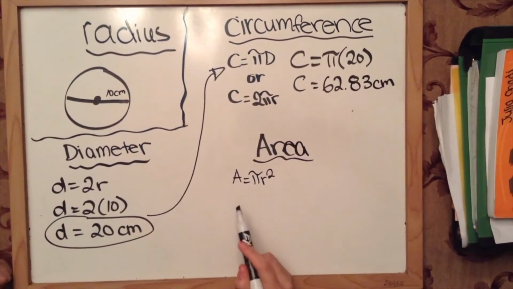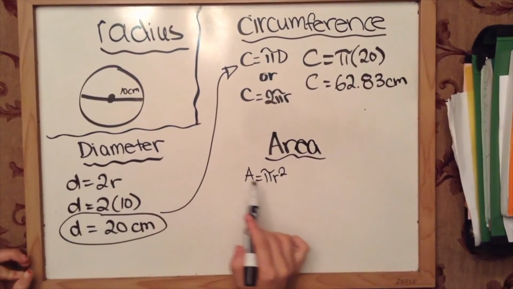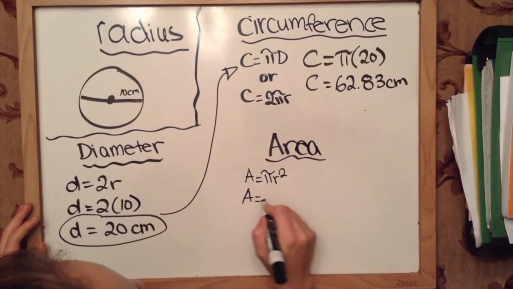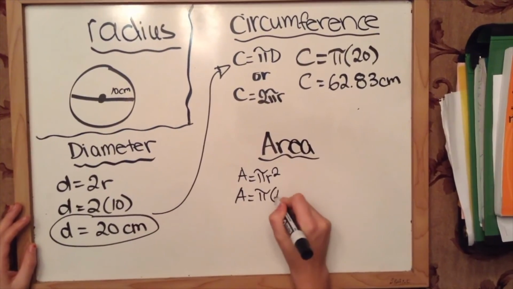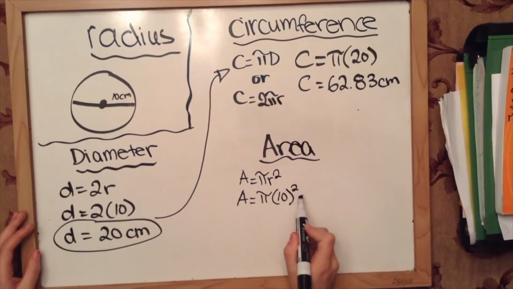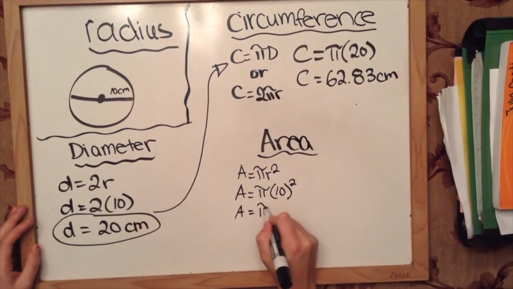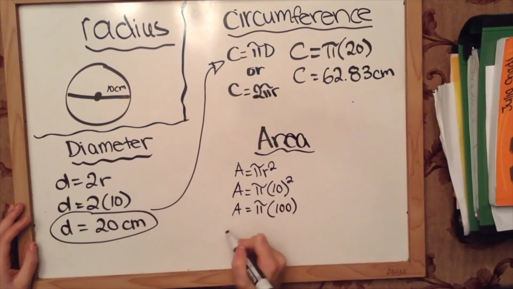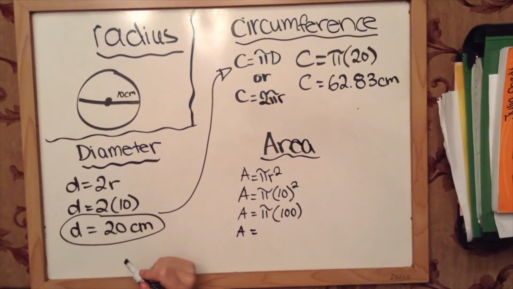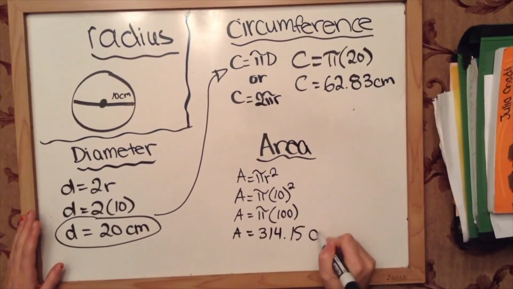Now we want to find the area. We already know the radius, so we're just going to replace the r with 10. So A equals pi times 10 squared. First you want to do the squared part. So A equals pi times 100. So A equals 314.15 centimeters squared.